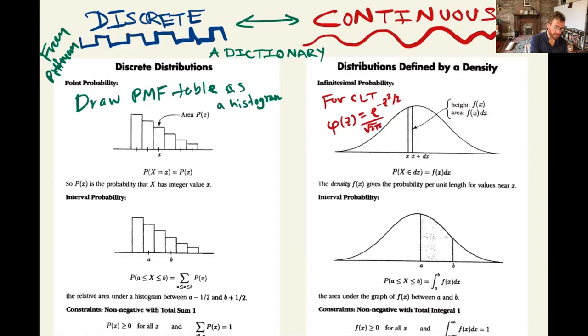But now instead of drawing this PMF table, we can't really represent a continuous probability using a table. Instead, we just need to define what's called now, so the PMF is now going to be replaced with the PDF.